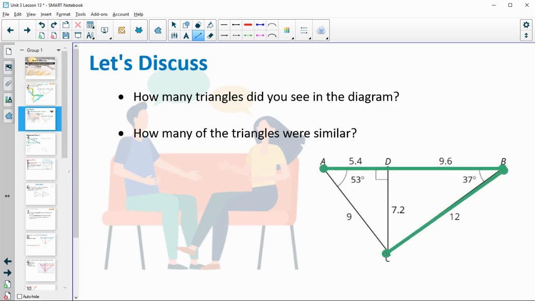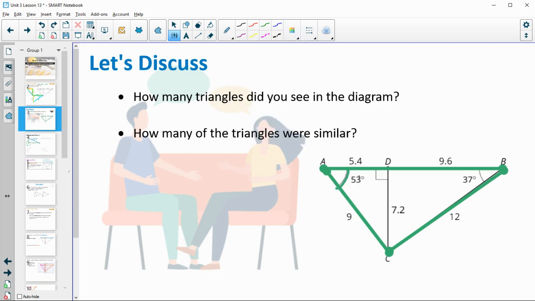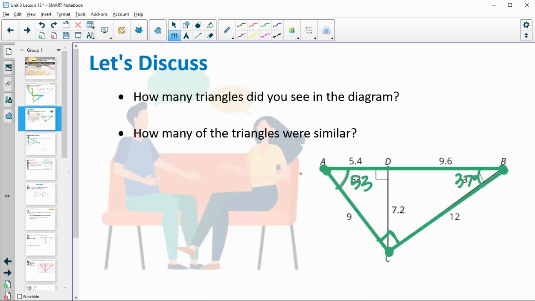We already know the 2 smaller ones are similar, but if we take a look at this larger one, you can also see that this one has the exact same angles as well. Since this is 53, this is 37, subtract those from 180 and we would get 90 here. So this has a 90-degree, a 37-degree, and a 53-degree angle, just like these 2 did. So this larger triangle is also similar to those smaller triangles.